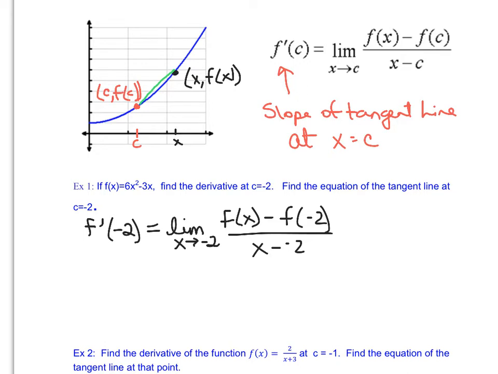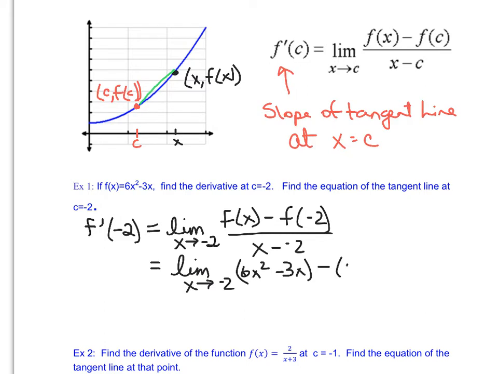So using this limit definition of the derivative, I can write this as f prime of negative 2 is going to be equal to the limit as x approaches negative 2 of f of x minus f of negative 2 all over x minus negative 2. So this, of course, is going to be equivalent to the limit as x approaches negative 2 of my function, which in this case is going to be 6x squared minus 3x. And then I'm going to subtract the function value that I get when I substitute negative 2 in for x.